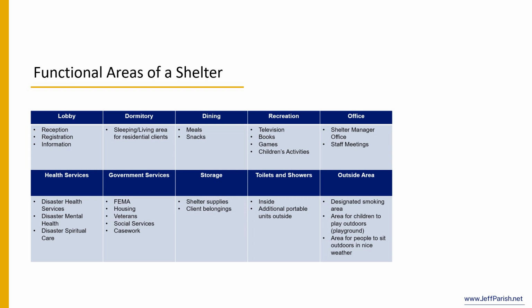It's also important that we have adequate toilets and showers for all of the residents within the shelter. Ideally, these would be inside the building, but there may be times where we use portable units outdoors. And finally, an outside area is extremely helpful, both a playground for children, but also a place where people can smoke if needed, and an area for people to sit. It's important for people to have a sense of normalcy and understand a normal 24-hour cycle, and so it's important that they're getting adequate amounts of daylight.